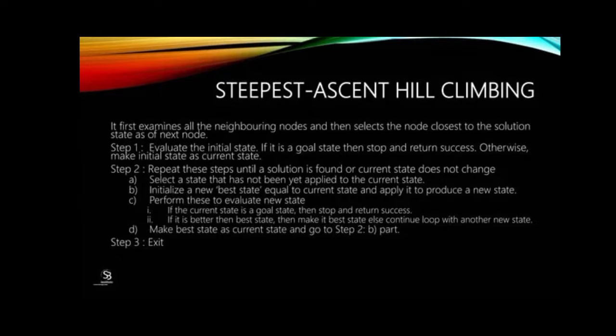Steepest-ascent hill climbing first examines all the neighboring nodes and then selects the node closest to the solution state as the next node. Step 1: evaluate the initial state. If it is the goal state, then stop and return success. Otherwise, make the initial state the current state. Step 2: repeat this step until a solution is found or the current state does not change. Initialize a new best state equal to the current state and apply operators to produce a new state, then evaluate the new state. Step 3: exit.